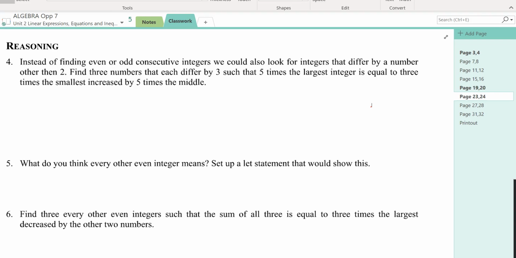Because I said, we have to do number 5. No, we're looking at a number in your packet, number 5, page 20. Okay? It says here, instead of finding even or odd integers, we could look for integers that are different by a number other than 2.